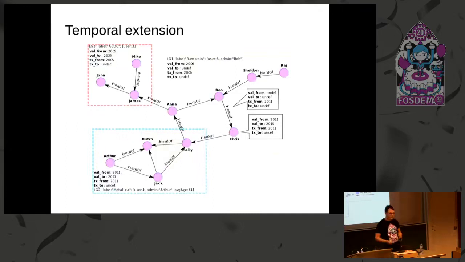Valid time is basically a user-defined property. You can decide what data you want to store in there. So for example, Chris over here started at the company in 2011, and his contract goes up to 2019. On the other hand, the transaction time is a system-based property. For example, the transaction from timestamp is set as soon as the element gets created within the GRADOOP system. Those time attributes are first-class citizens in our graph model.